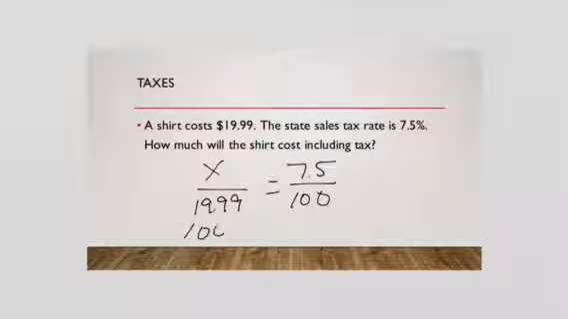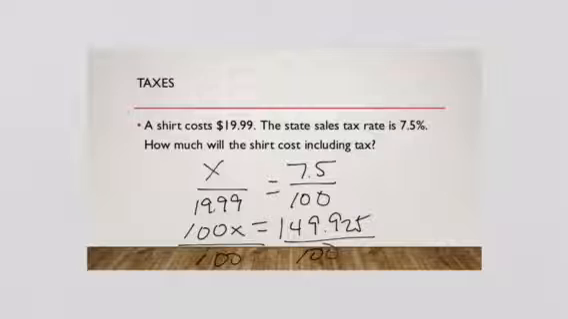Well, once again, we'll get 100x equals, and we have to do 7.5 times 19.99. In this case, we get 149.925. Then we will divide that by 100. Divide by 100. And we get the tax on that shirt is $1.49, which makes it approximately $1.50 for the tax. Not $150. Make sure you put that decimal in there, $1.50.